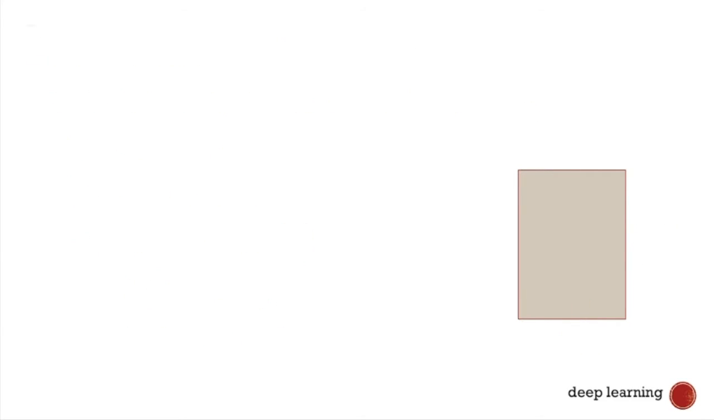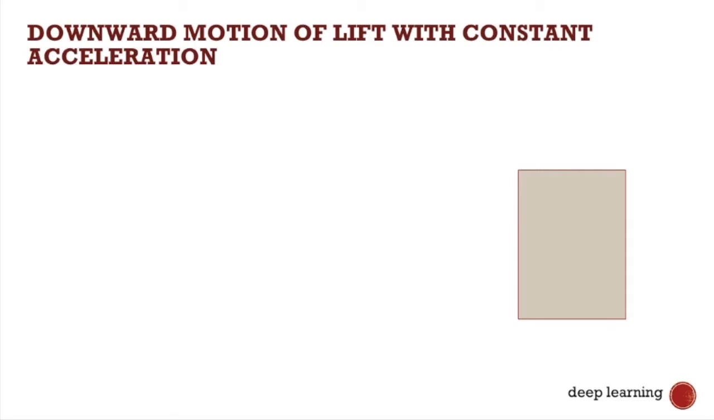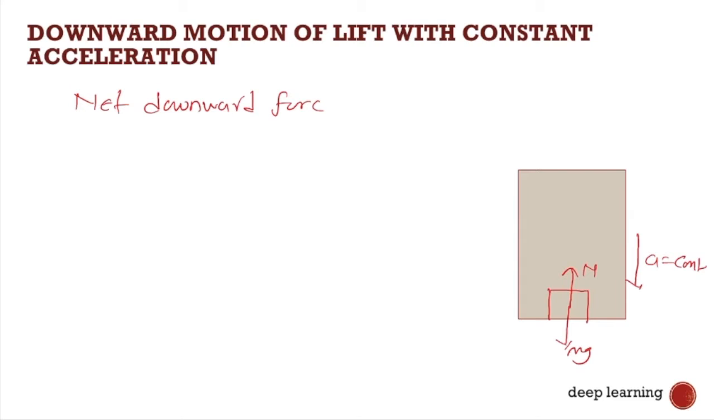Now think, if the lift moves downward with some constant acceleration. This is the body, draw the forces: mg and N in upward direction. So as the lift is moving downwards, the net downward force acting on the body must be ma.